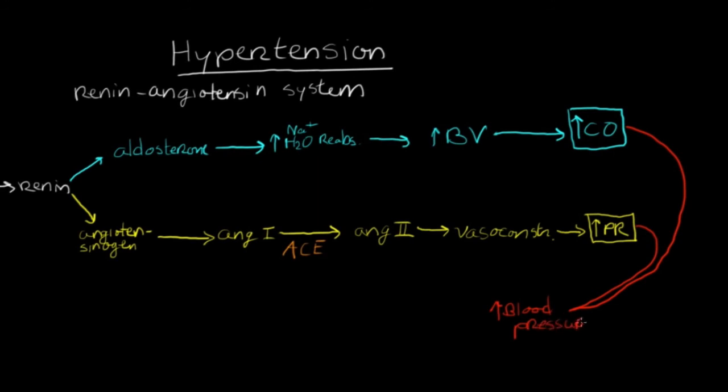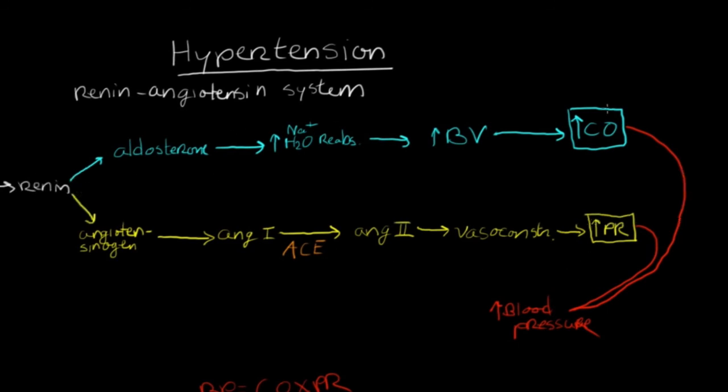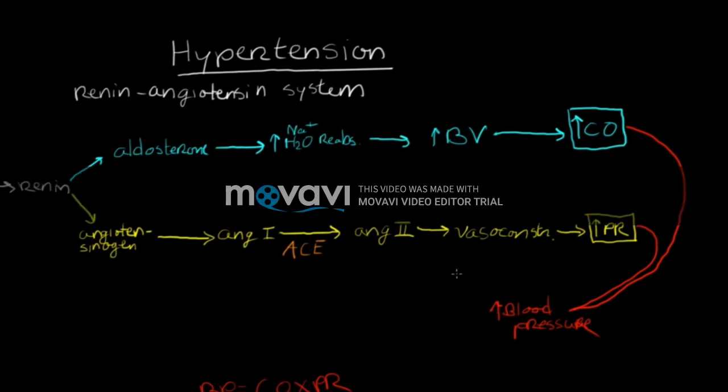How do we know that? Because we looked at that handy dandy formula that was BP is equal to, you should be reciting this with me, CO times PR. And because of that decrease in blood flow and that renin release, we're activating these two different pathways that are going to result in increased cardiac output and increased peripheral resistance, which in essence increases your blood pressure.